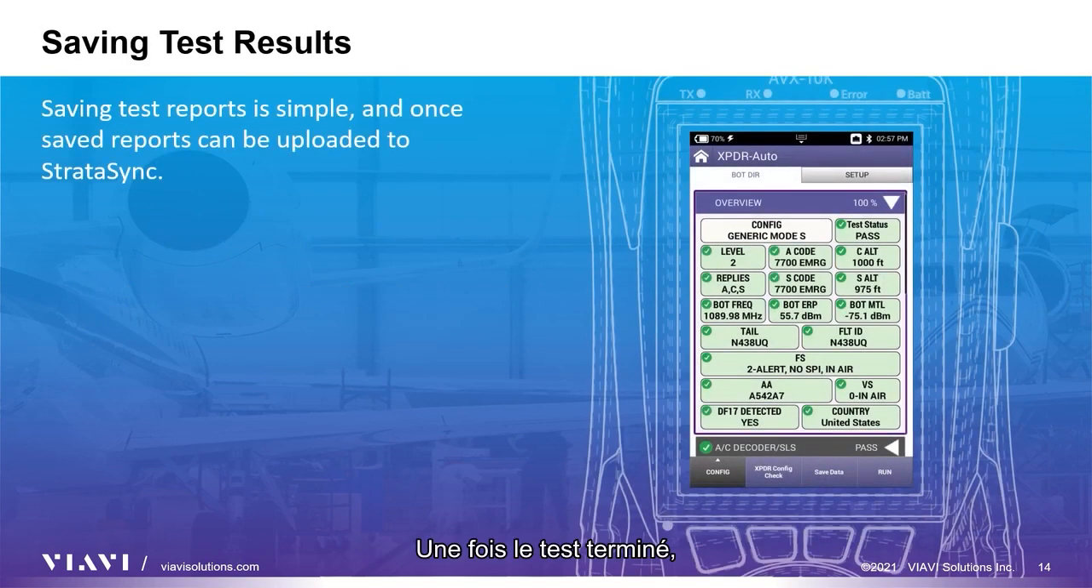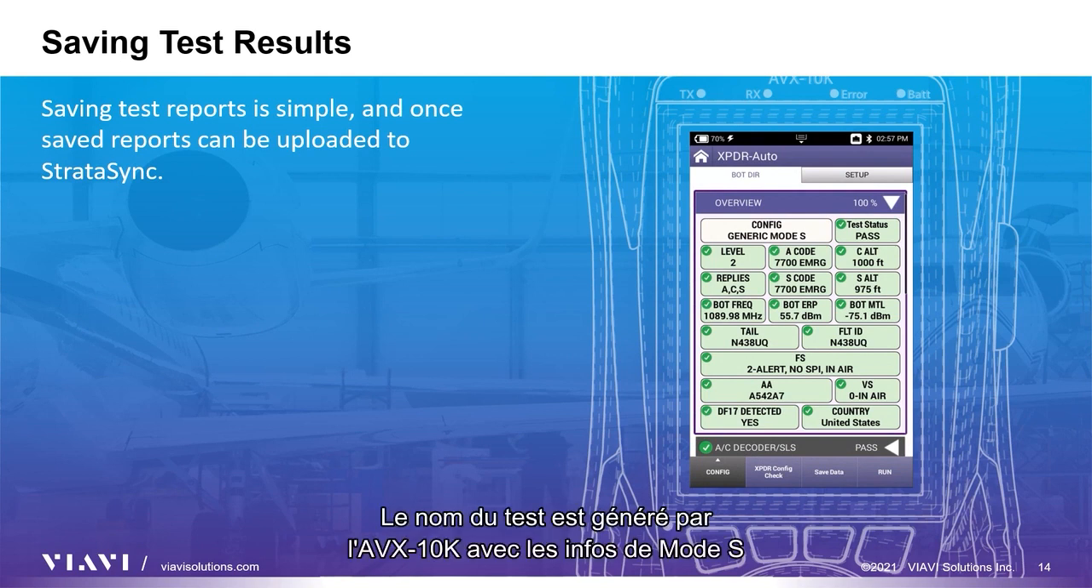Once the test is complete, you can save your results by selecting Save Data. The test name is automatically generated by the AVX-10K using Mode S info and includes the tail number, date, and time. However, any unique name can be chosen.